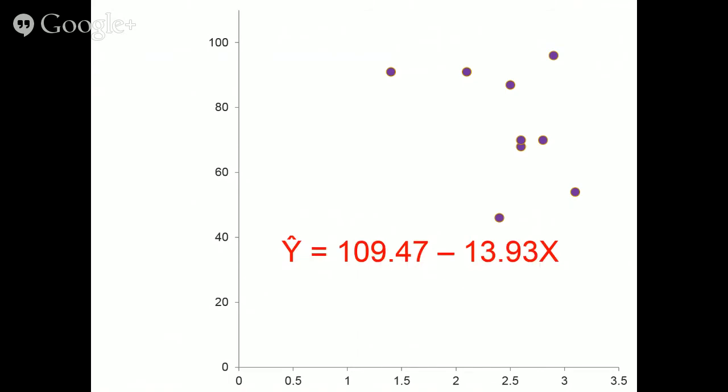So y hat equals 109.47 minus 13.93x. Some people will put the 13.93x first, so it would be y hat equals negative 13.93x plus 109.47. It's the same equation. If you take those two things and put the second part first, it's still the same equation. It still describes the same line. So there's your y-intercept. It's way up above the 100 range. So you can tell already you're having some issues with extrapolation here.